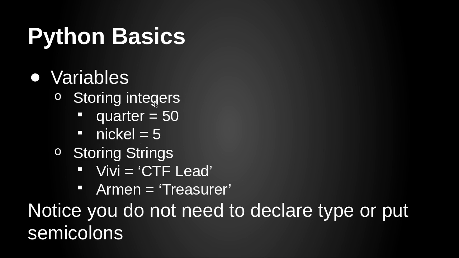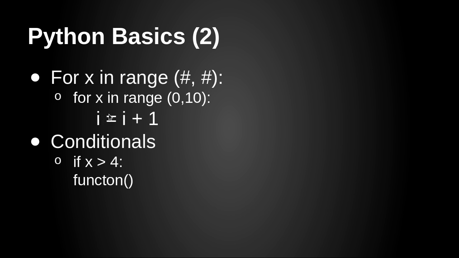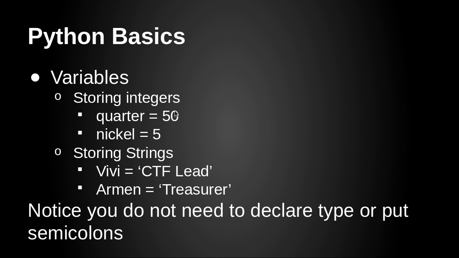So Python basics. Variables are stored like this: quarter equals 50. Note that you'll need to declare what type it is. If there are no quotation marks, it's going to assume it's an integer. If it's strings, you have to put quotes. This will let it know that it's a string. So yeah, that's just how you store variables in Python. Questions there? Who here knows Python already?